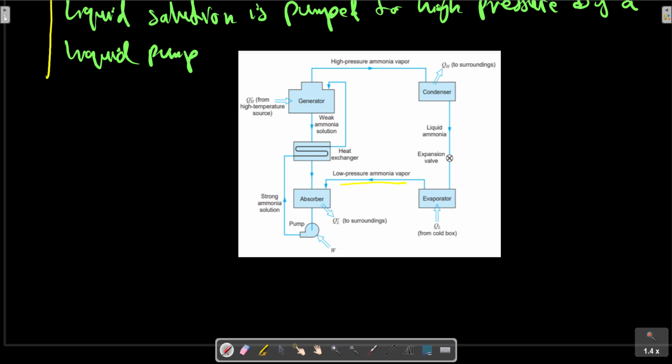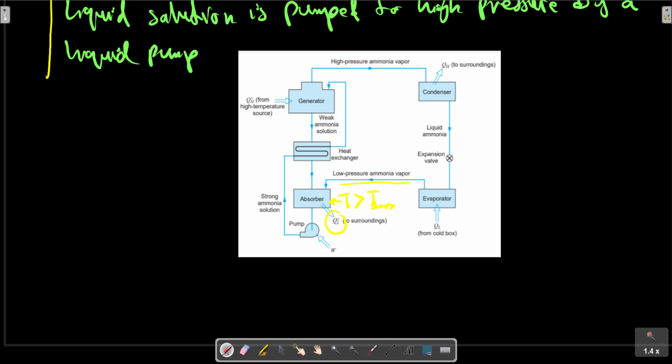The low pressure ammonia vapor leaving the evaporator enters the absorber. This process takes place at a temperature slightly higher than that of the surroundings. Heat must be transferred to the surroundings as shown.